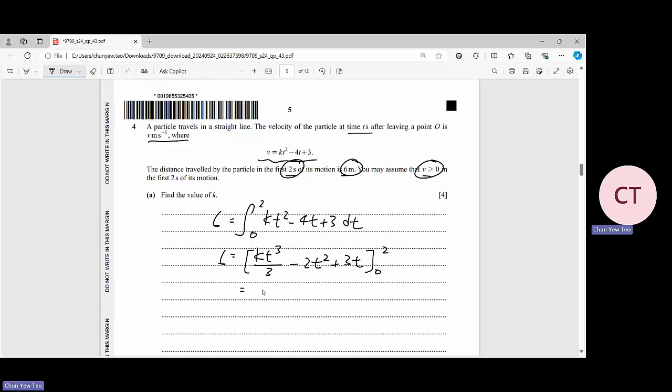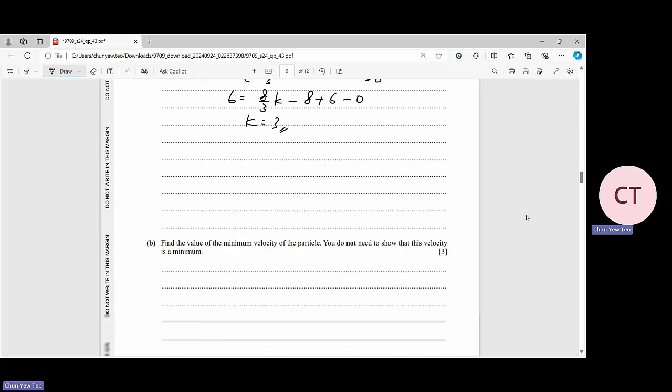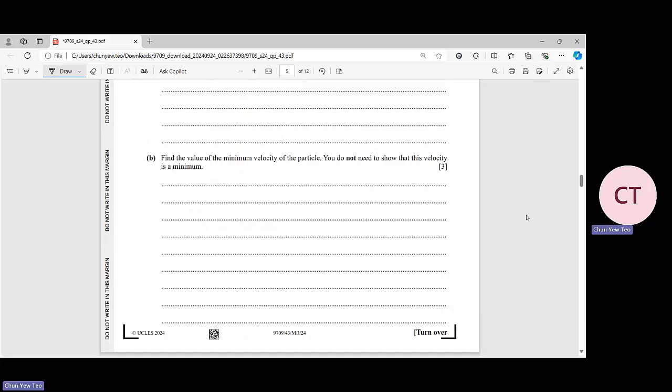Substitute the value 2 inside, you get 8 over 3 k minus 8 plus 6 minus 0. So you get k is equal to 3. Just like that, done. That will be the answer for number 4A. Now moving on, question number 4B.